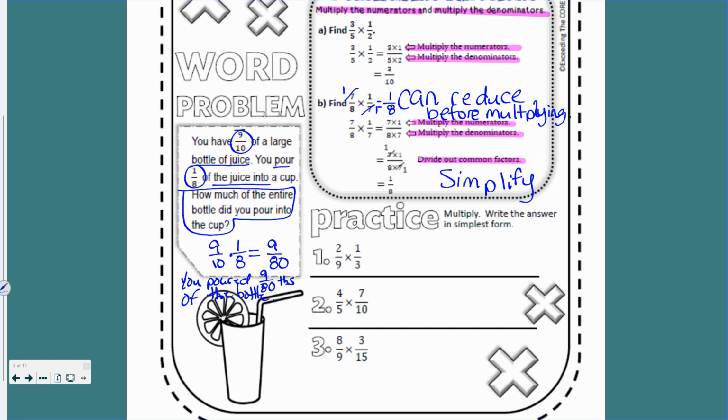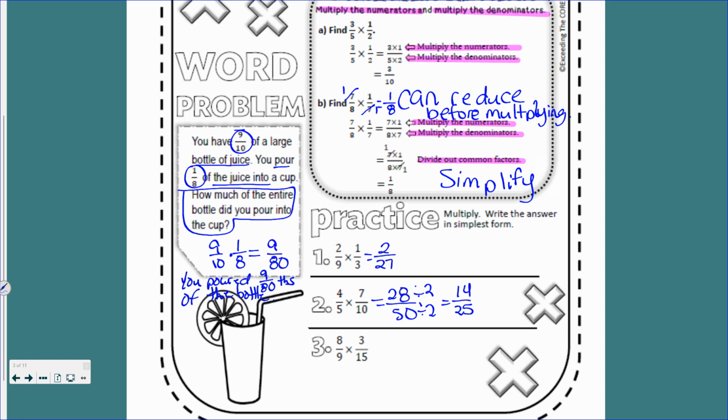All right, number 1 on the problem. 2 times 1? 9 times 3? And I'm going to divide both of those by 2. 3, 5, 7. Then we're done. Number 2, 4 times 7, 28. 5 times 10. Can I divide those by 2? Yes. Okay, so I divide both by 2 and I get 14 over 25. Can I divide both of those by 2? 3, 5, 7. Then that's our answer.